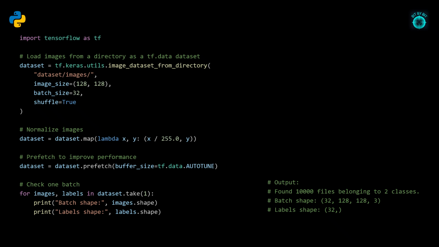Then, we call prefetch with auto-tune, which allows TensorFlow to prepare the next batch while the current one is being processed. This dramatically improves input pipeline speed and GPU utilization. Finally, we loop through one batch using take one and print the shapes to confirm everything is set up correctly. This method is ideal for large or complex datasets, and it integrates smoothly with advanced preprocessing or distributed training setups.